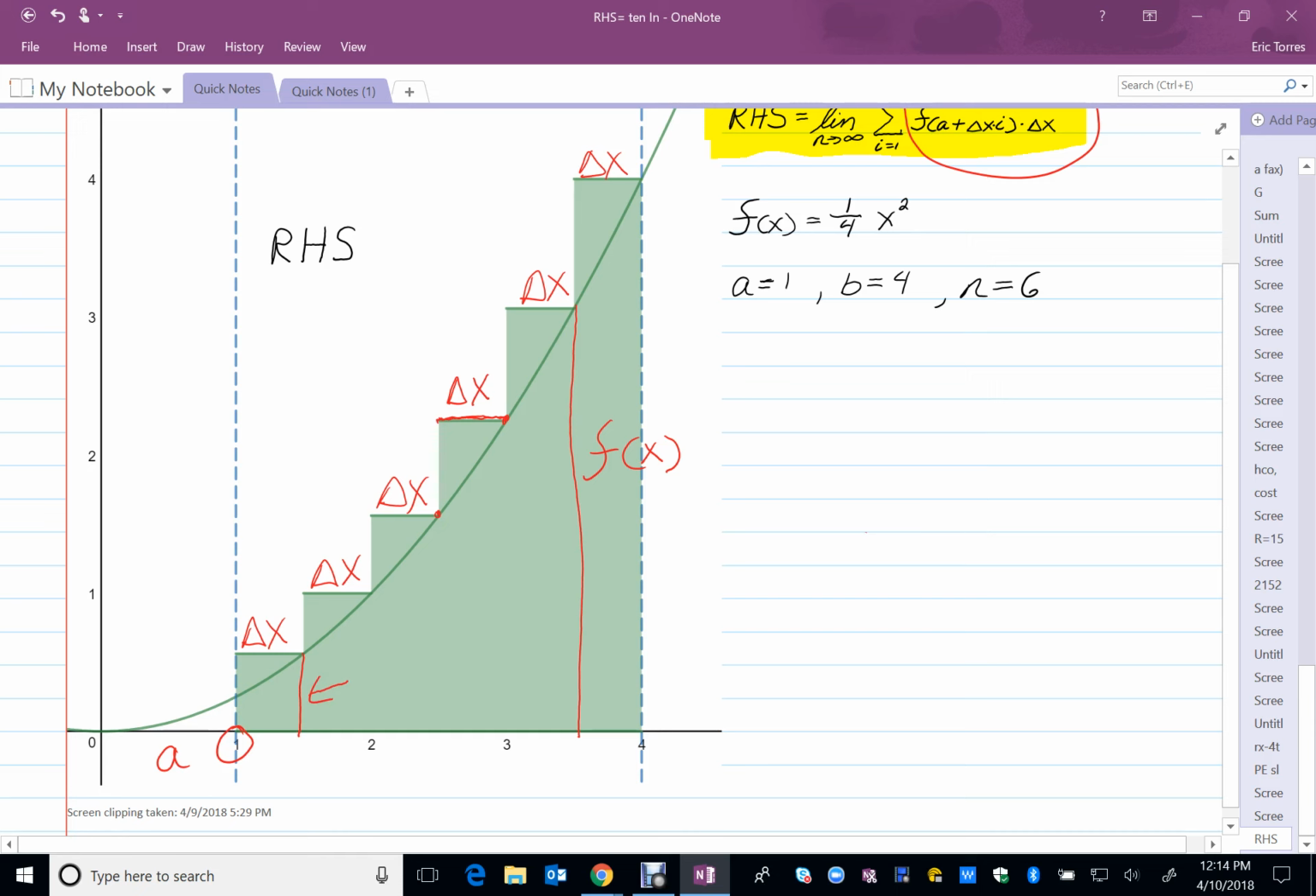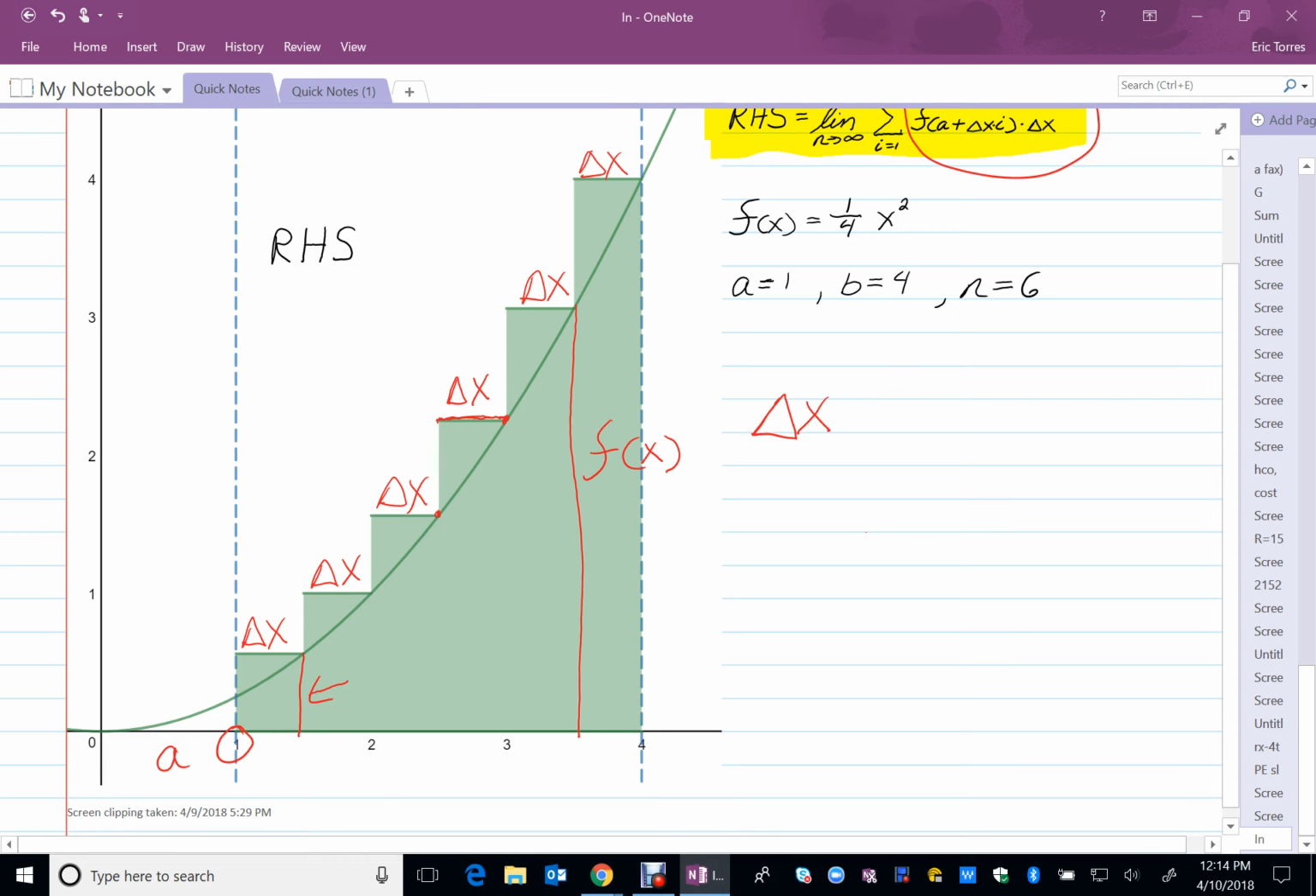In this case, I have to figure out how far I moved over. So let's do that calculation. How big is delta x? And if I know what delta x is, I know what to plug in here for my first x value. So step 1, let's calculate delta x. Every one of them has to be the same size.